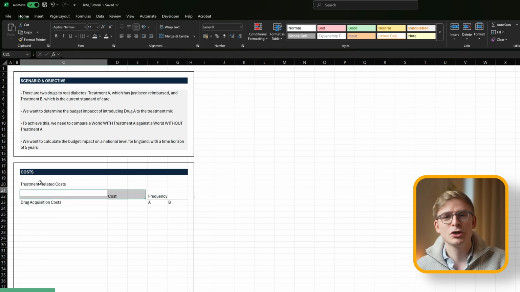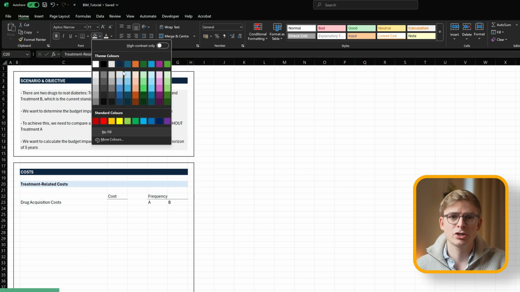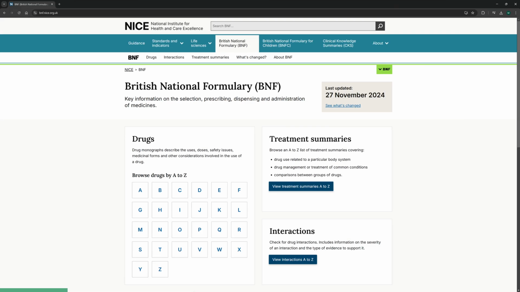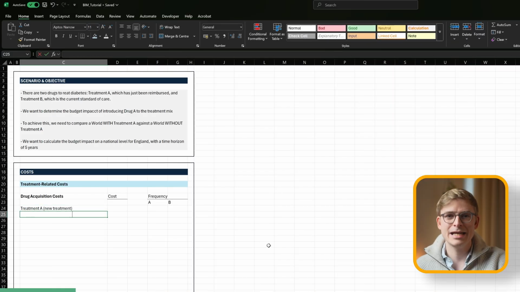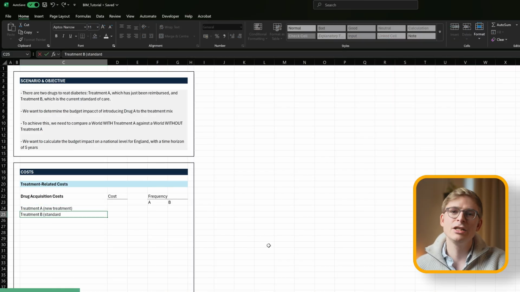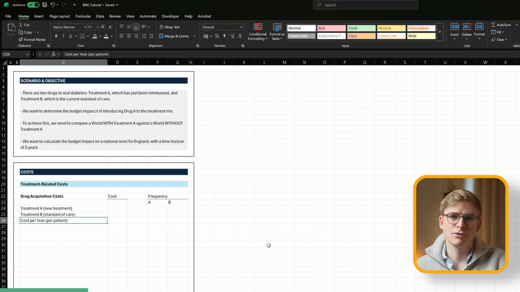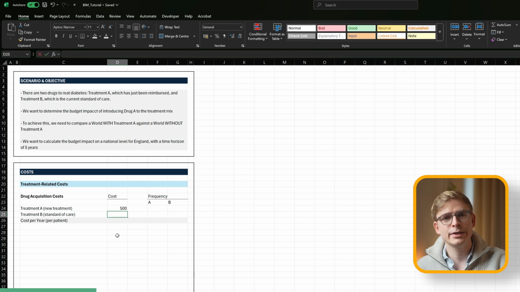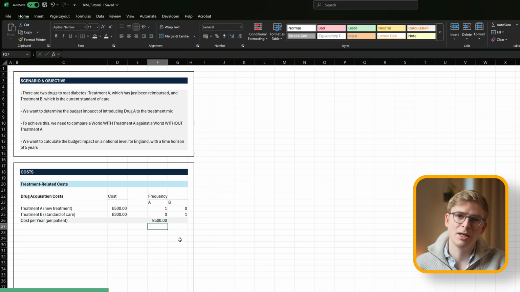I'm going to start with the drug acquisition costs, which for England you can source from websites like the BNF, which I'm going to link down in the video description. As it is the new therapy, treatment A comes at a price premium, with a yearly cost of £500. Treatment B is less expensive, with a cost of just £300 per year. Note that for all of our costs, we want to calculate an annual cost per patient, as this is going to make it much easier for us later on to extrapolate costs over our 5-year time horizon.